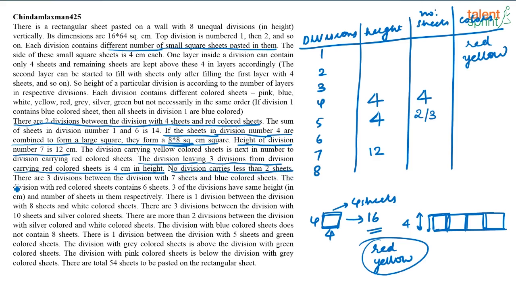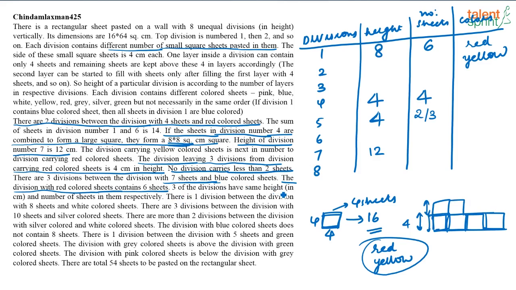Then next here it is given that there are 3 divisions between the division with 7 sheets and the blue colored sheets. Now I don't know where to use it. Let's wait for that. The division with red colored sheets contain 6 sheets. So there are 6 sheets here. 6 sheets means what will be the height? So this is one layer, 2 more sheets are there like this. So the height will be 4 plus 4 or 8.